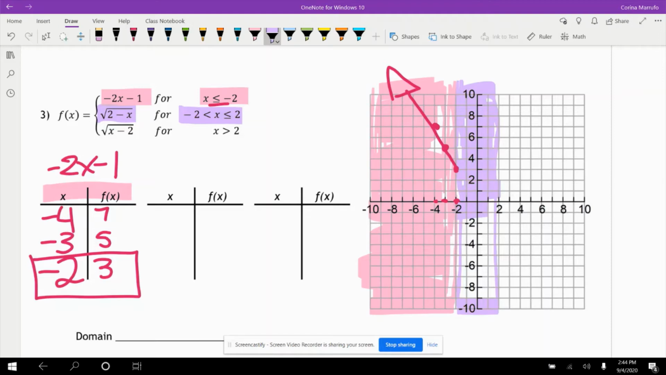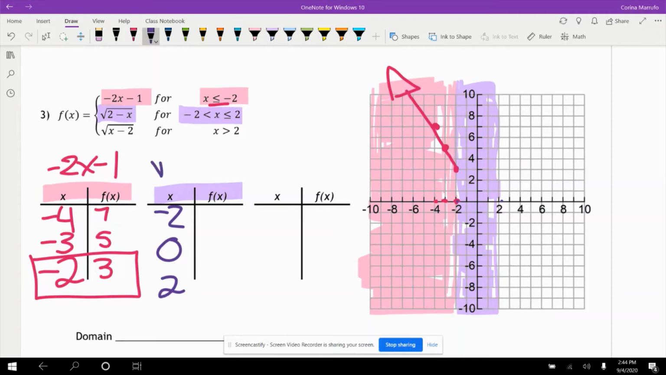So this next section of the graph will only stay in between these two lines. So we're going to start at -2, and then it's going to end at 2, so -2 and 2. And then you get to pick a few numbers in between. I'm just going to pick 0, and we go ahead and plug it into the equation.